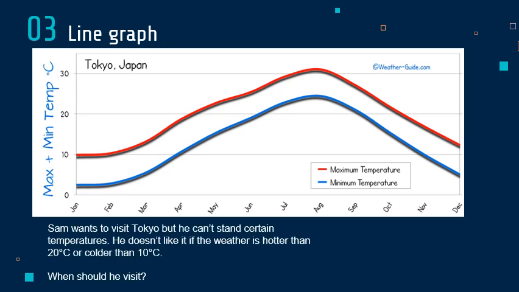And we've got a situation where Sam wants to visit Tokyo, but he can't stand certain temperatures. He doesn't like it if the weather is hotter than 20 degrees Celsius or colder than 10 degrees Celsius. So he's a little bit precious about the temperature.